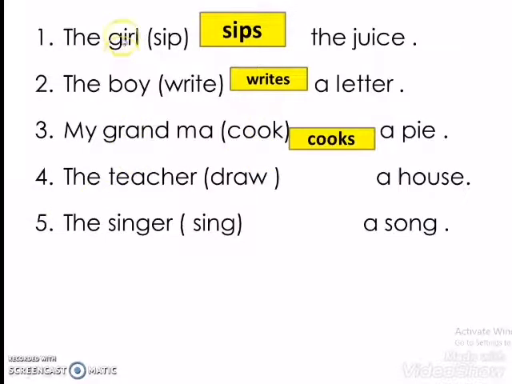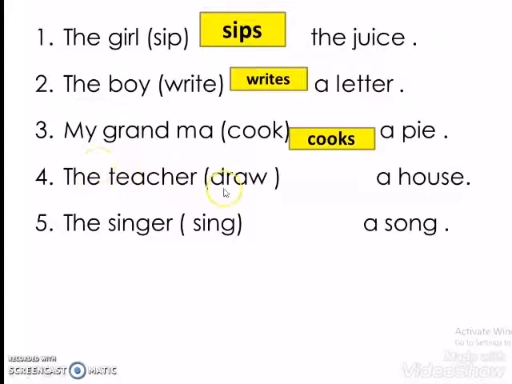And here, the girl, we can replace it by what? The girl is a girl, we can use she. Instead of the boy, I can use he. Grandma is a girl. Instead of using grandma, I can also use the pronoun she. The teacher, also she is a girl. We can use the pronoun she.